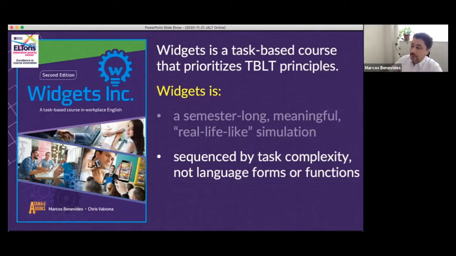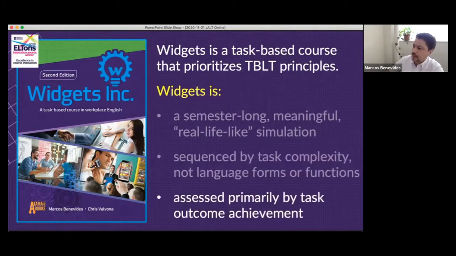So ours is organized by task complexity, which means it begins with quite simple tasks and moves up through the course. And that's a very important point to keep in mind. Again, this will be clearer as we go through. Another very important point is that it's assessed primarily by task outcome achievement. And again, this will become clearer in this presentation as well. So these three points are very important to keep in mind about Widgets because they really highlight how Widgets is very different from other courses.